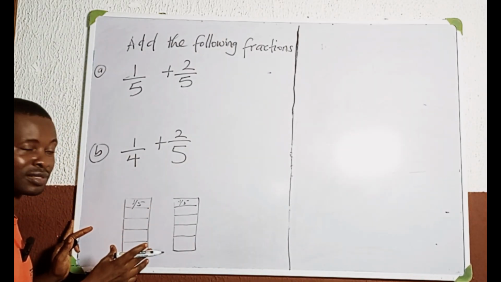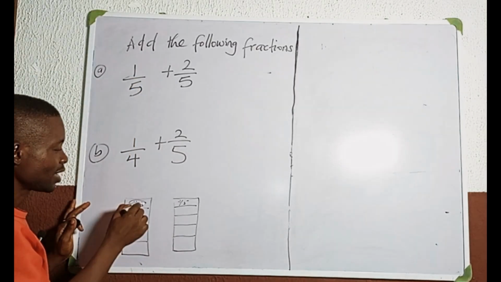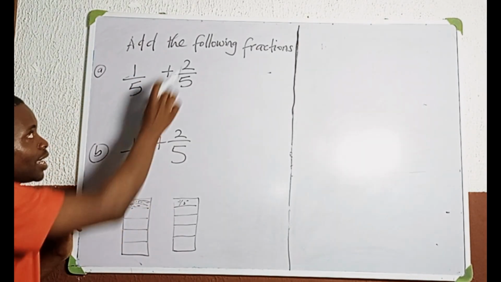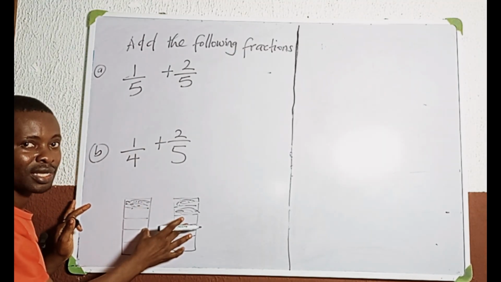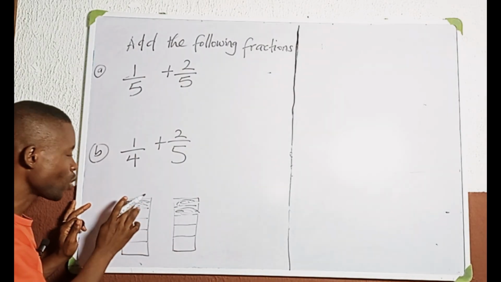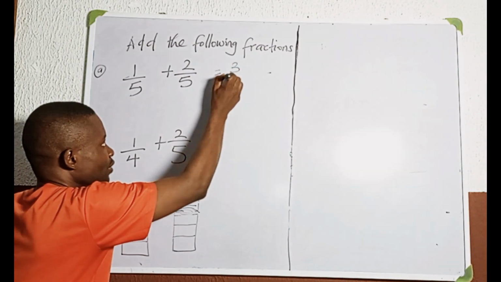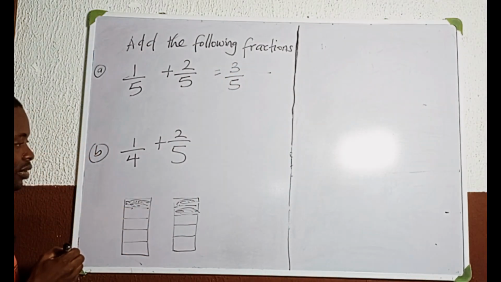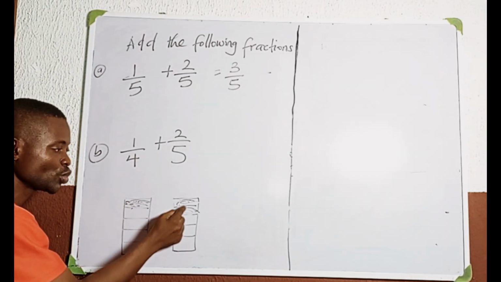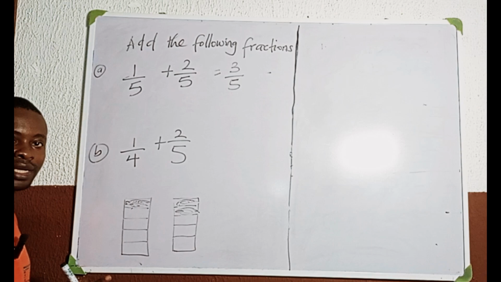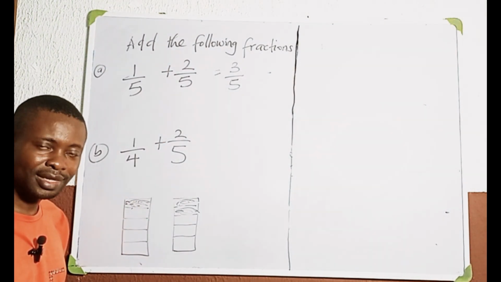They have common denominators. And we are told that this is 1 out of 5, and this is 2 out of 5, and we are putting them together. We simply say 1 plus 2, which will give us 3 over 5. If you move this from here to here, it becomes 1, 2, 3 out of 5. They have the same denominator, so you just add up the numerators and you get your answer.